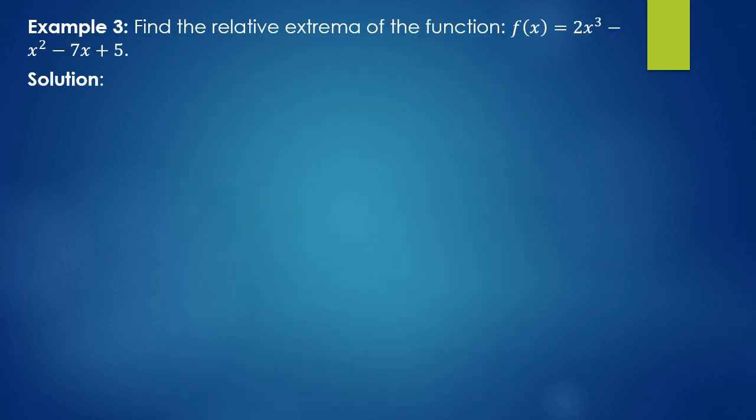The next example. So let's say we have the function f of x is equal to 2x cubed minus x squared minus 7x plus 5. So the first derivative will be 6x squared minus 2x minus 7 equals 0. Now, unfortunately, this quadratic equation cannot be factored. So if it is not factorable, then we have to make use of the quadratic formula.